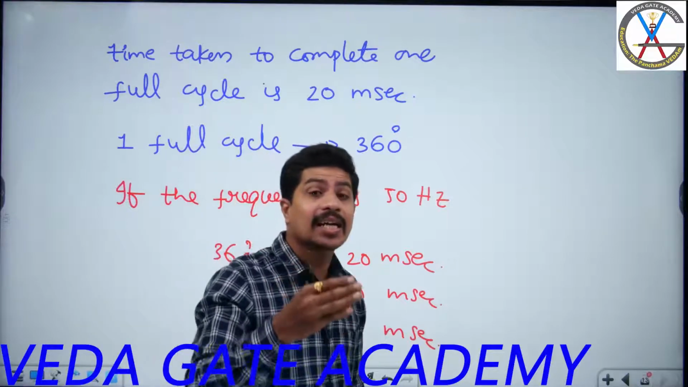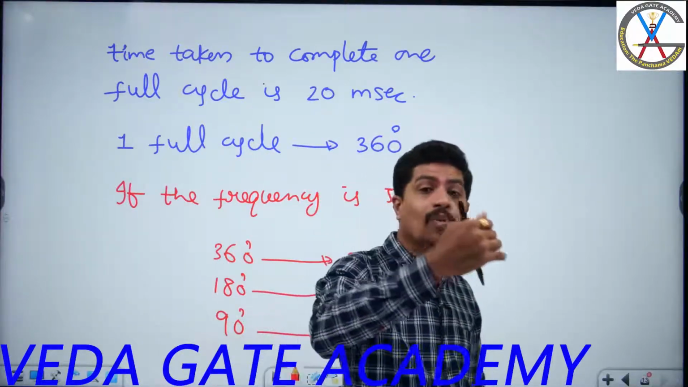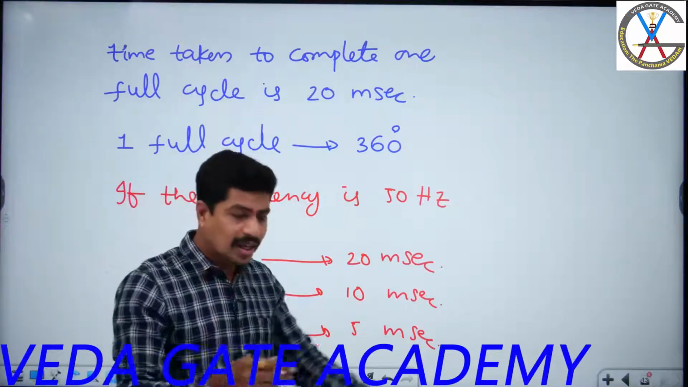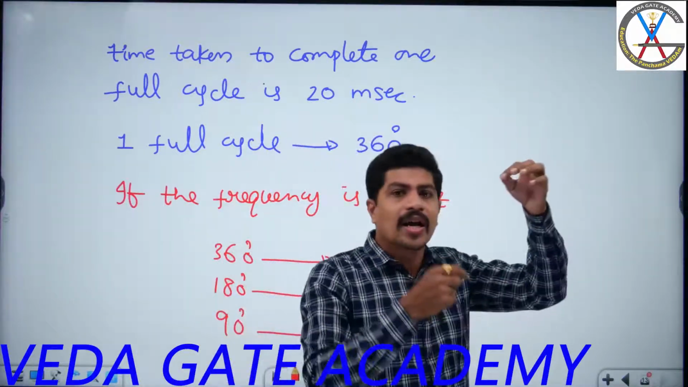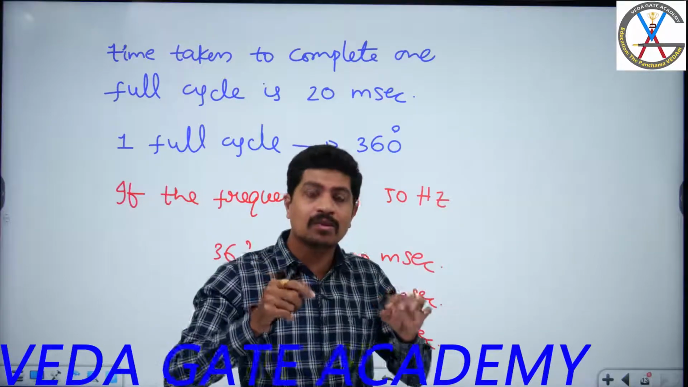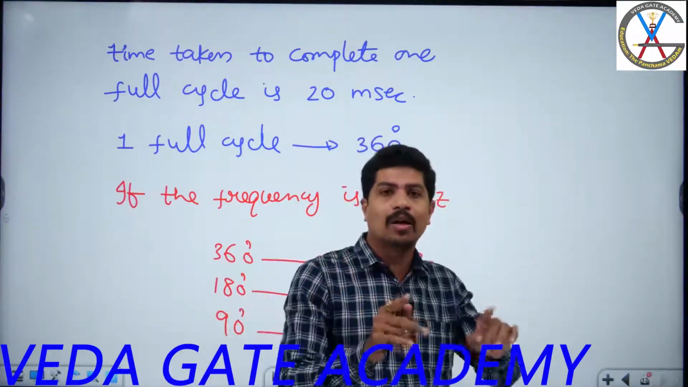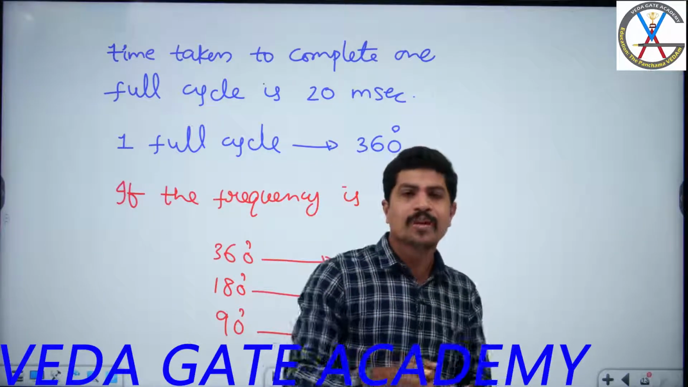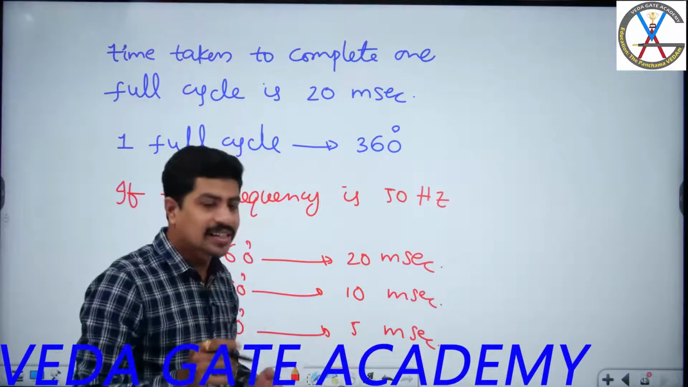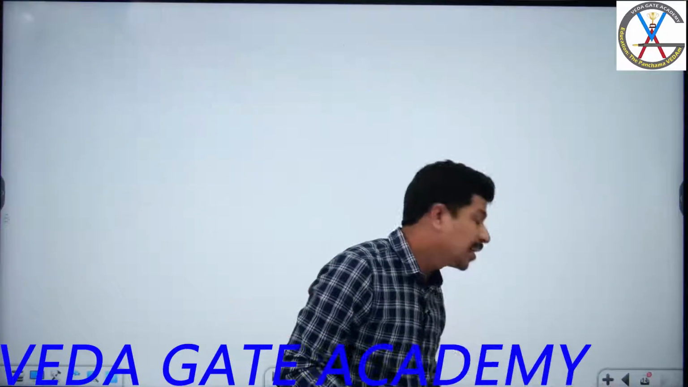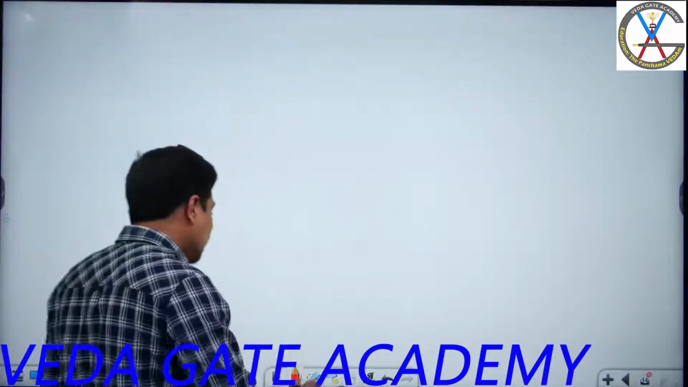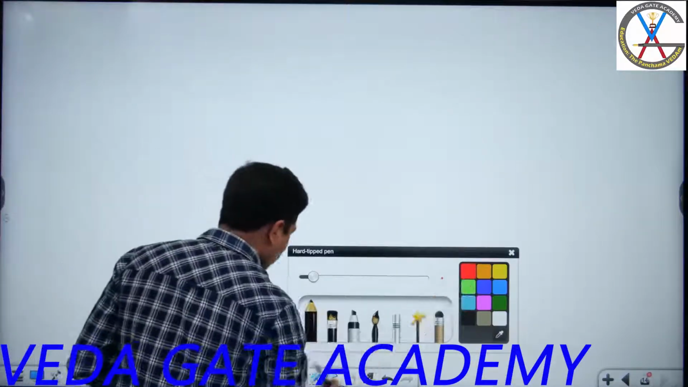Suppose I say current lags the voltage by 90 degrees. It means the current is starting 5 milliseconds after the voltage has started. Either you take the starting point, or the peak point, or the negative peak point, the same points you have to compare. Either all maximum values, or all minimum values, or zeros, but not one maximum with another minimum, or one maximum with another zero. Let's understand this statement: current lags the voltage by 90 degrees.